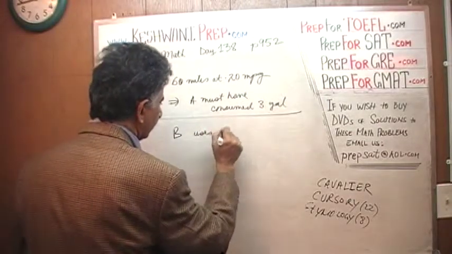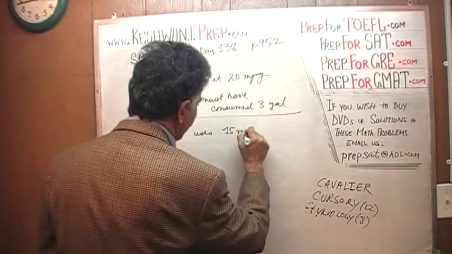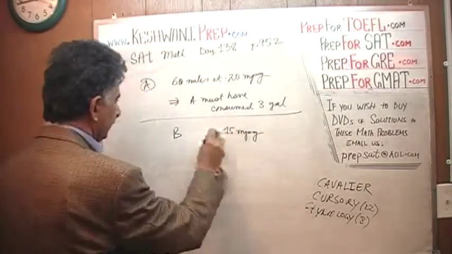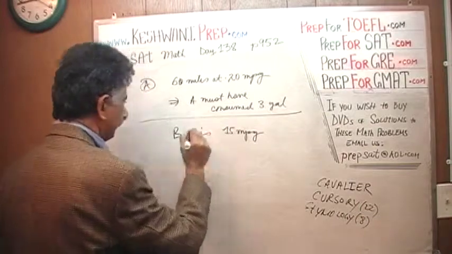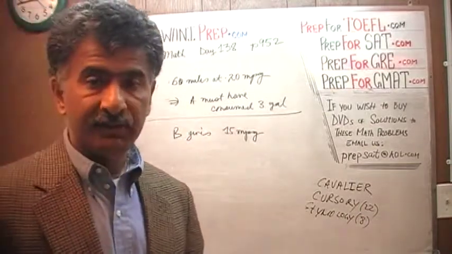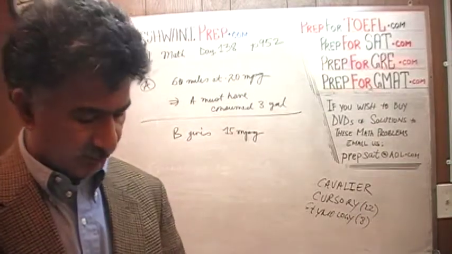uses 15 miles per gallon, not uses rather. Car B gives us 15 miles a gallon. That's the mileage of car B. It's not as efficient.